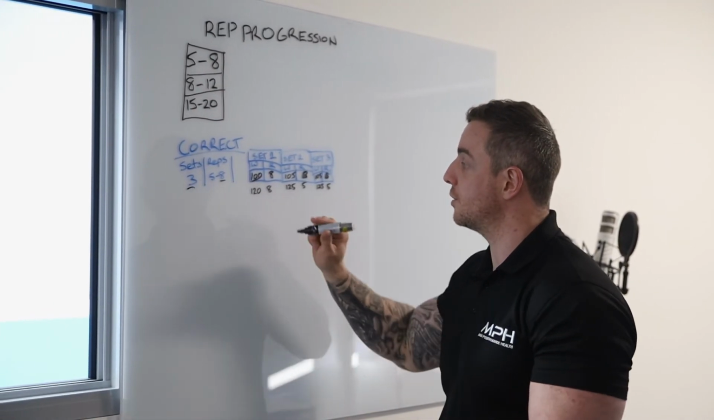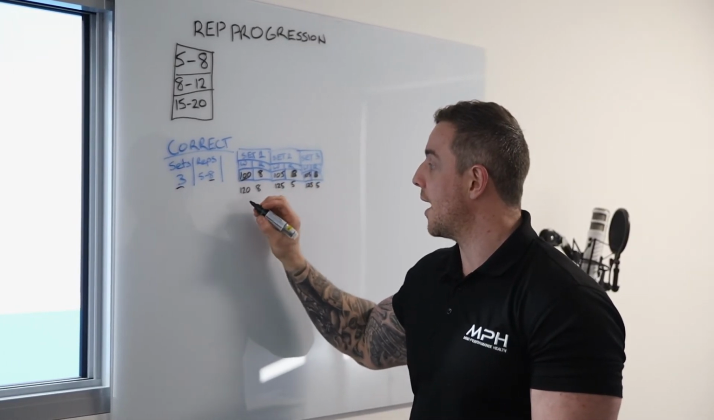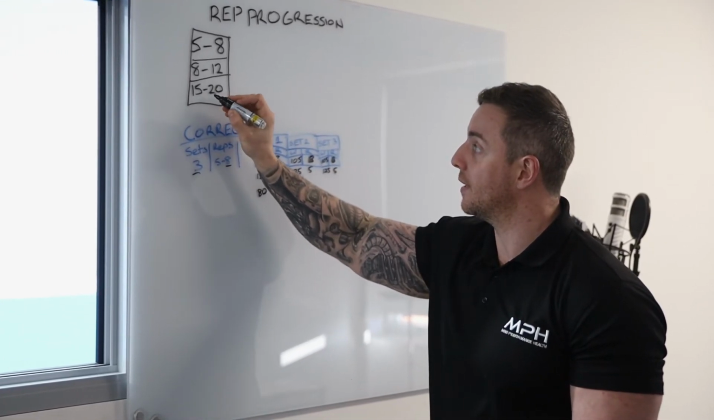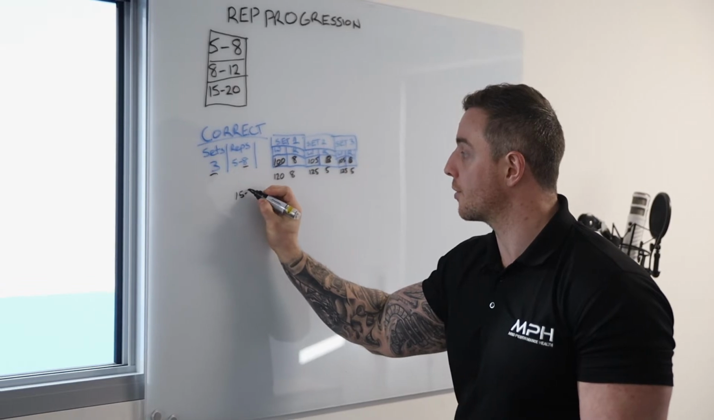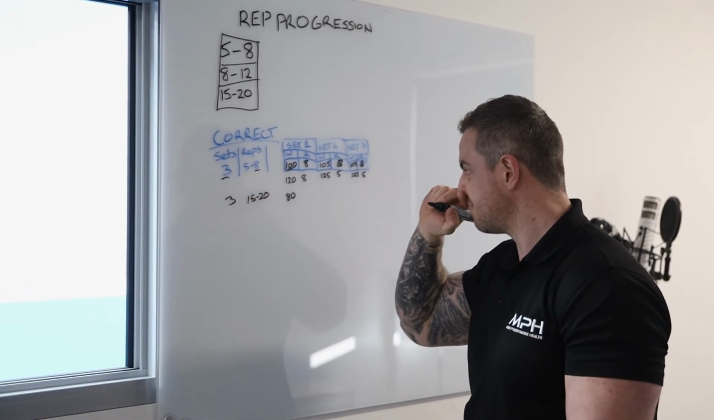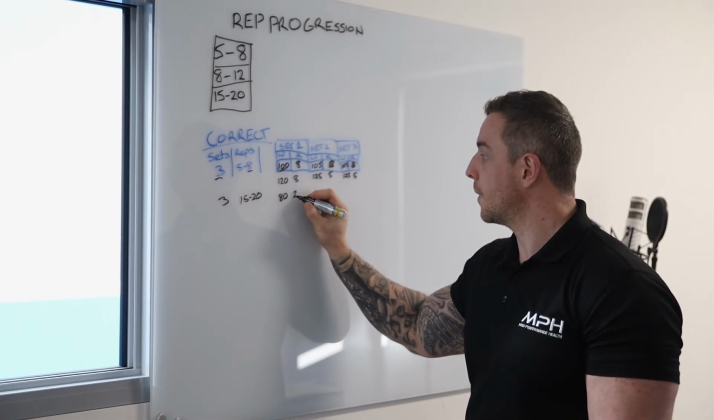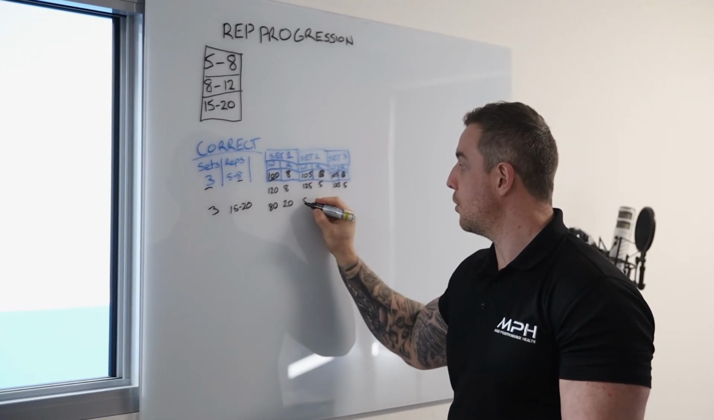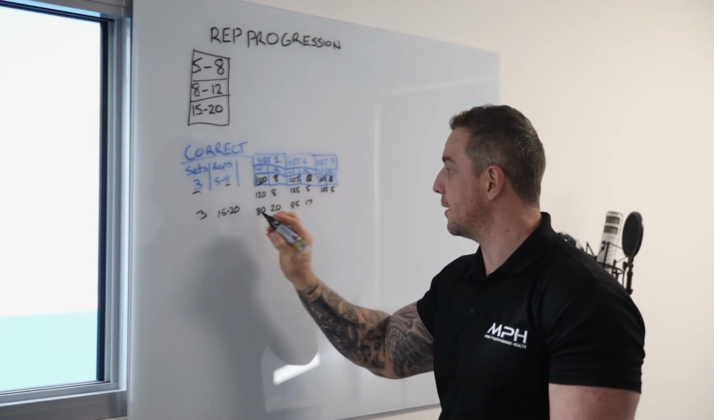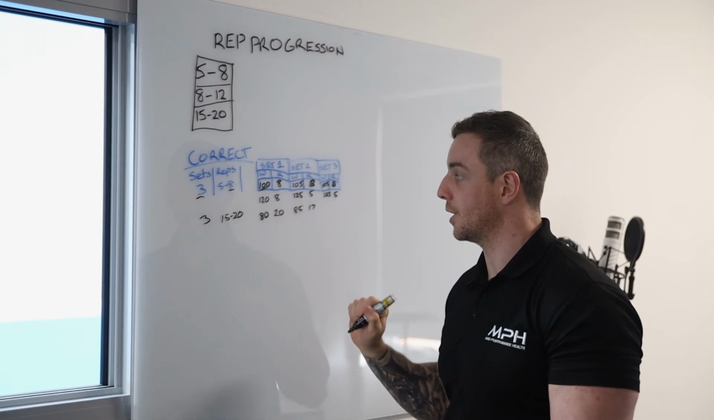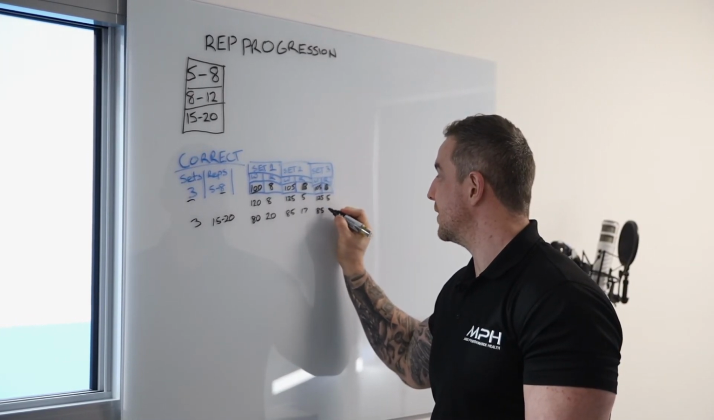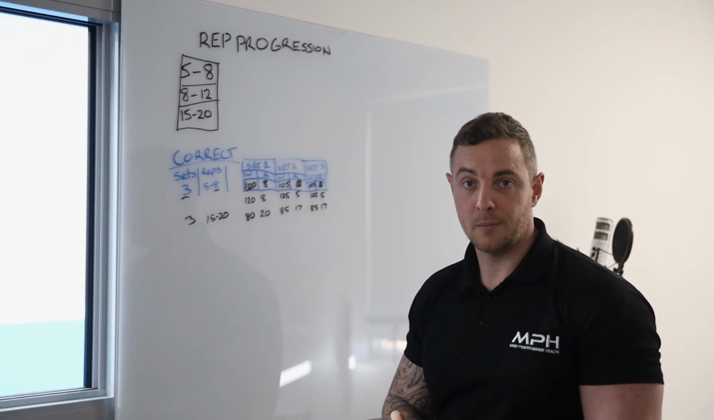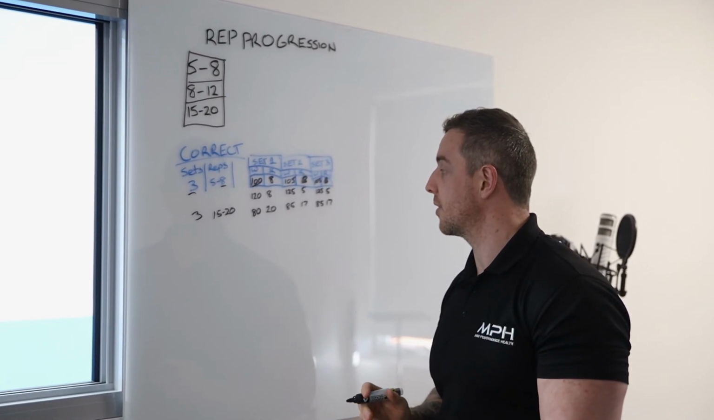For example, let's use the squat again. Say we have 80 kilos here for the 15 to 20 rep range. Prescribed, 3 sets. You hit 20. You went up in load to 85 and then you got 17, which is in the range, but you physically couldn't push to get 20. 85 for 17, that is correct for that particular rep range.